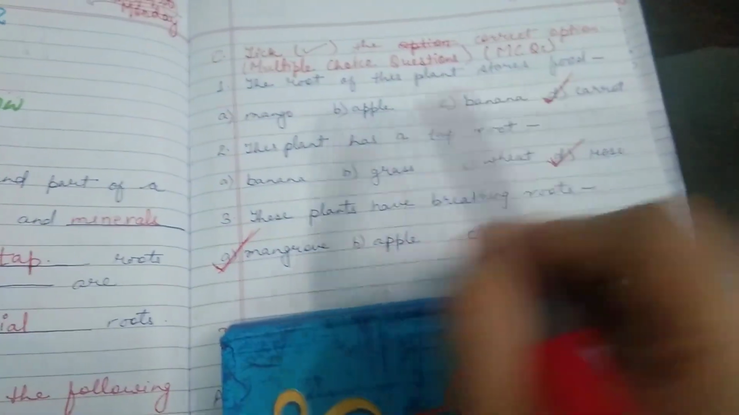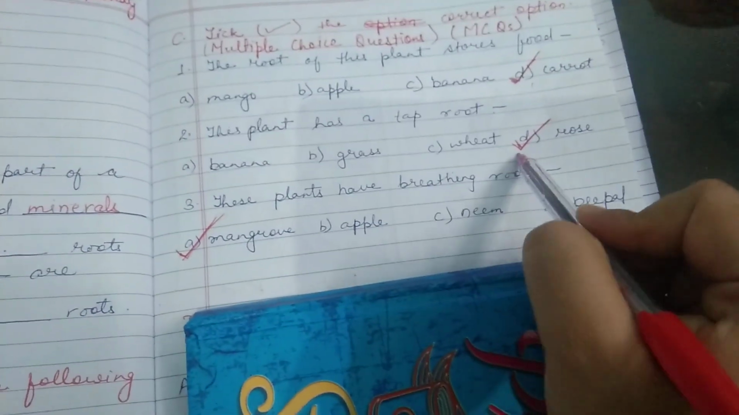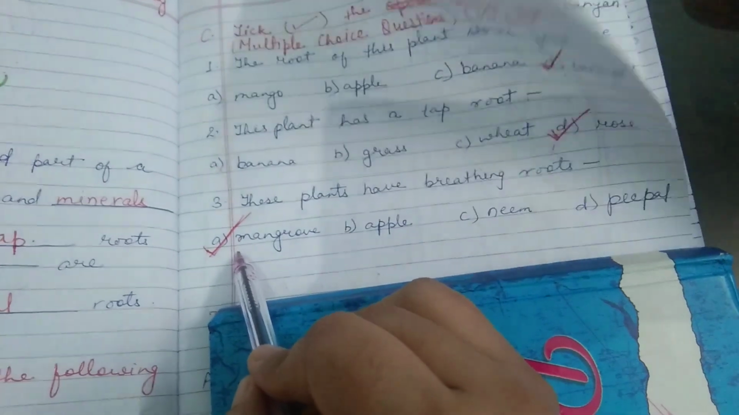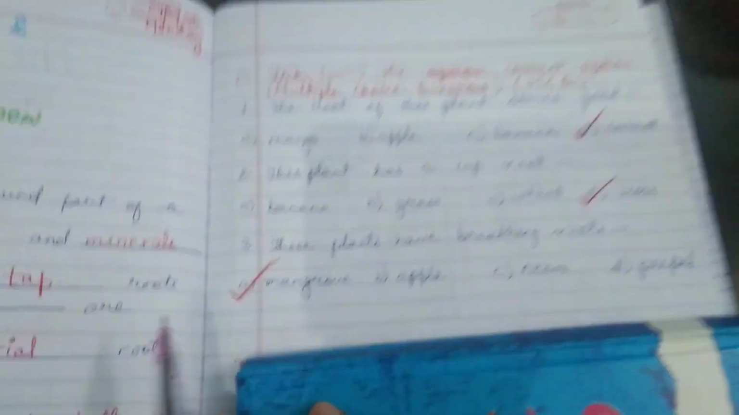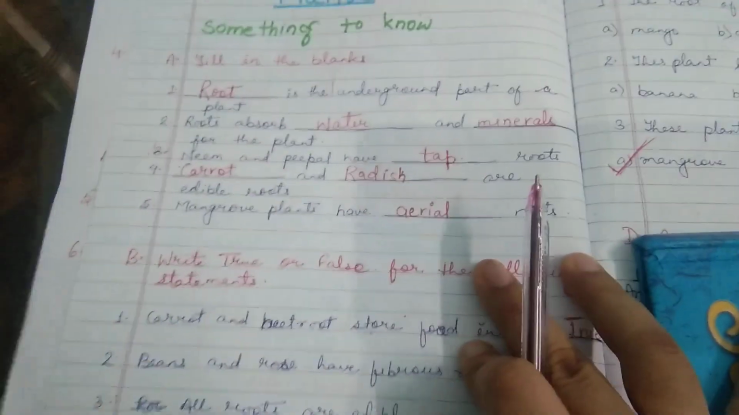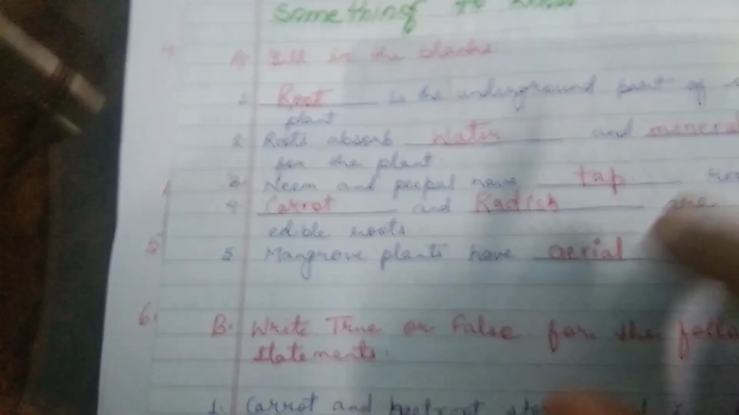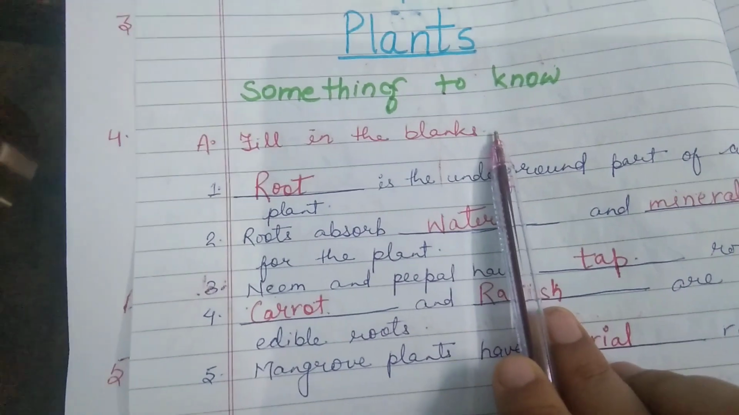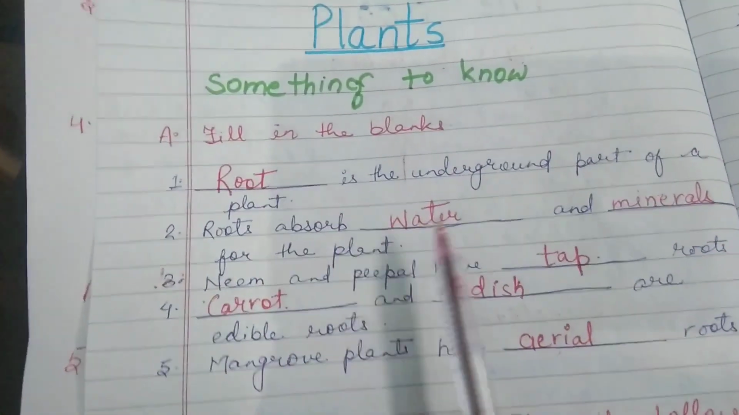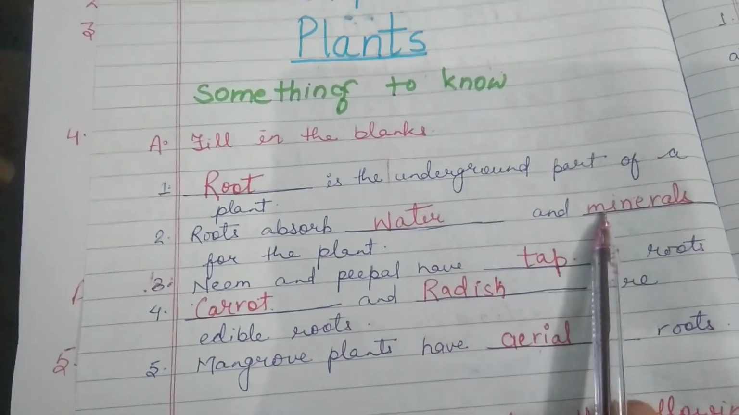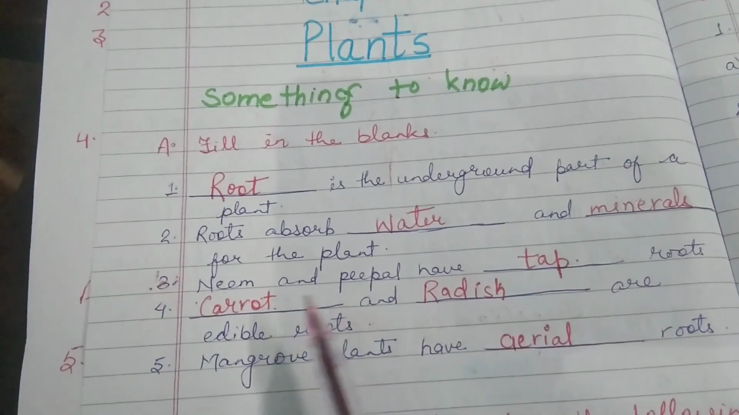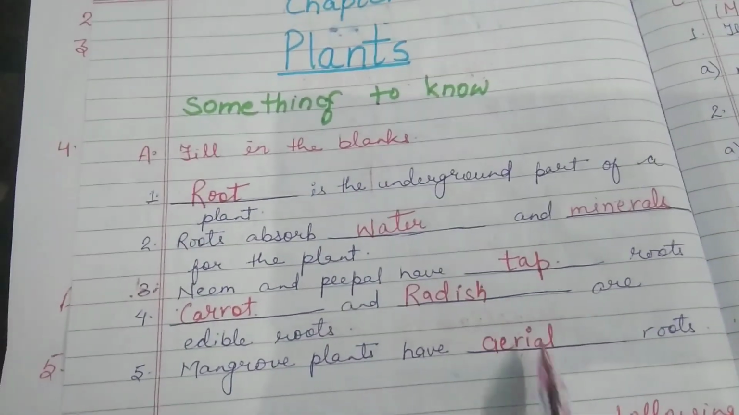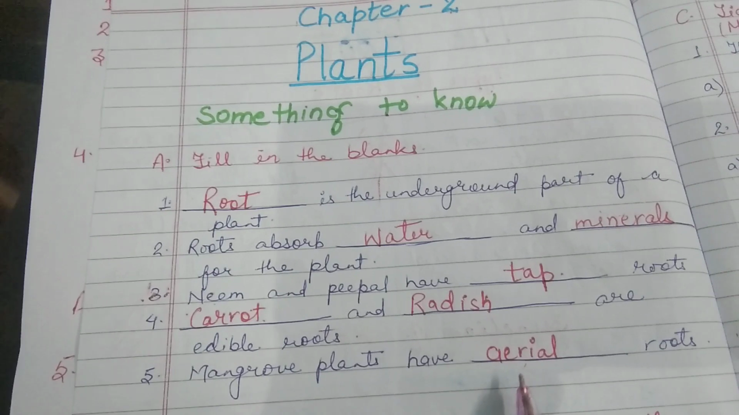Now question number 1 is D carrot, question 2 is D rose, and question 3 is A mangrove. Let's see it once more. Question number A, filling the blanks. Your answers are root, water, minerals, tap root, carrot, radish, and aerial.